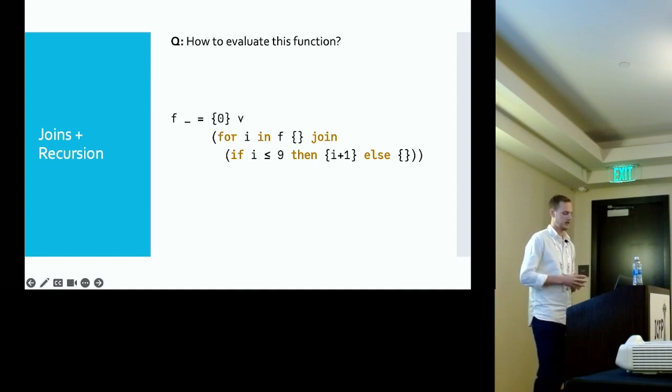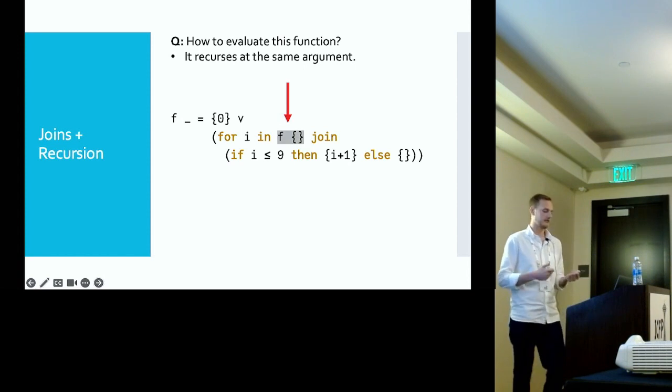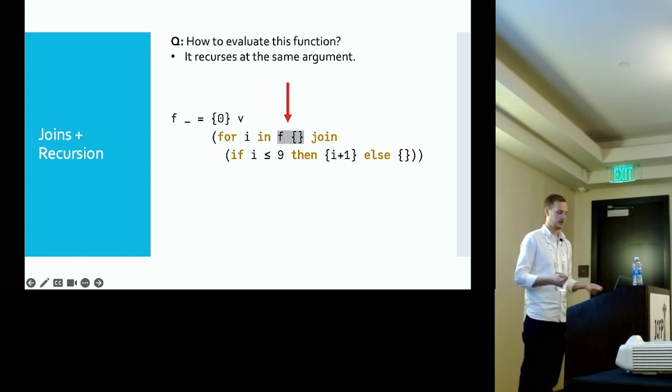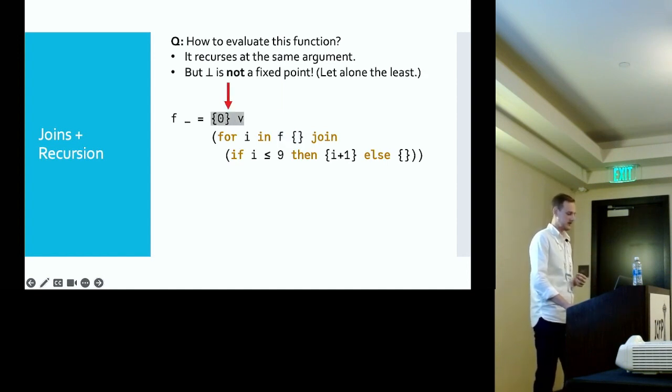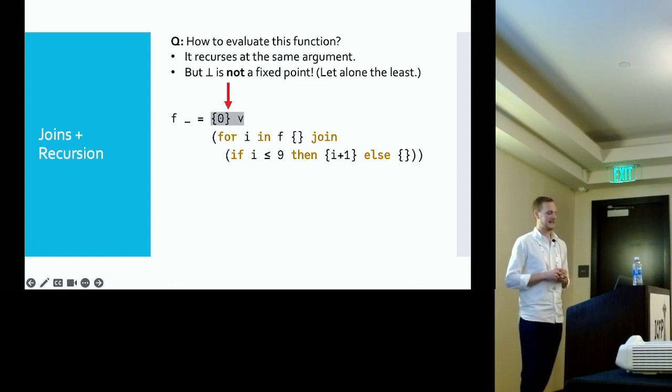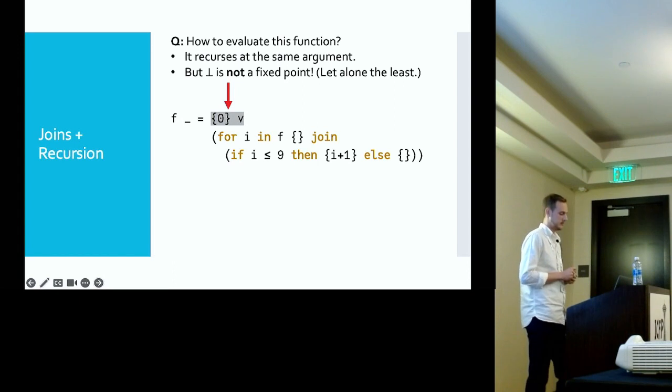Well, this is a little bit weird because in a sequential language or a language like ML, you would expect this definition to diverge. That's because we're making a recursive call back to ourselves at the same argument. So that seems like a recipe for divergence. But it turns out bottom is not even a fixed point of this function. This function cannot diverge. The reason is that we've said that the function must at least be a set containing the element 0. So bottom's not a fixed point, and there is actually a reasonable fixed point here.